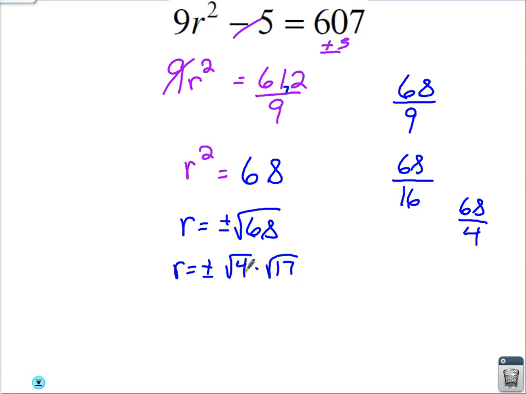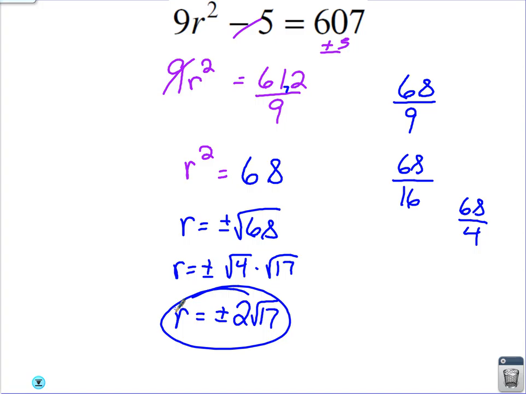Since I know the square root of 4, that's what we did the other day. Since I know the square root of 4 is 2, mark out the 4, and we get 2 root 17. That's exact. That's reduced. Again, that's like leaving your answer as 3/6 instead of reducing it to a half. Go ahead and reduce that radical.